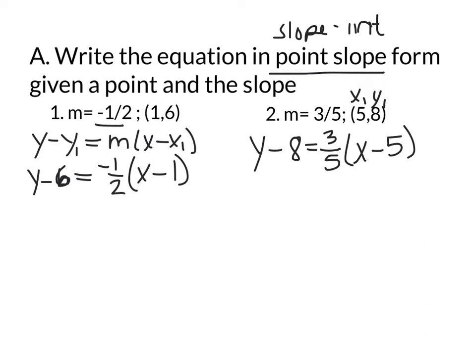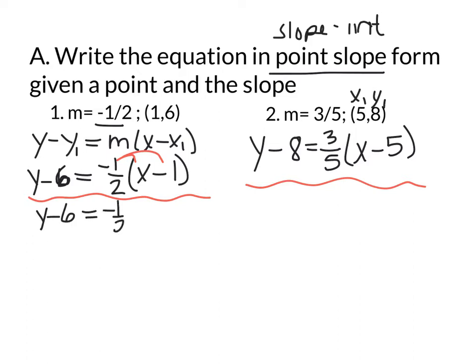Okay, so this is a little side note. Some of the problems on the homework will ask you to leave it in point-slope form. Some of them will ask you to put it in slope-intercept. So I'm going to distribute my negative 1/2. I get y minus 6 equals negative 1/2 x. Negative 1/2 times x is negative 1/2 x. Negative 1/2 times negative 1 is plus 1/2.